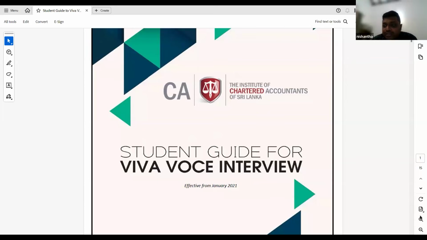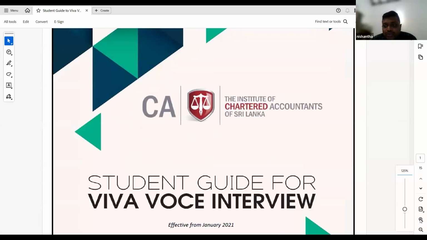You should have identified what issue is suitable, because you need to get the approval from CA Sri Lanka training division as well. Right. This is the student guide. Right. We'll see what are the things you need to do.